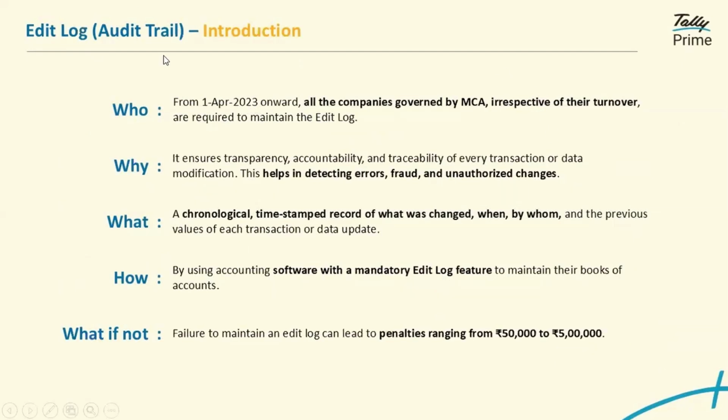Now, what is the penalty for non-compliance with the audit trail feature? What MCA is telling is that if you are not complying with the edit log feature, if your software does not have this edit log feature, then there can be a penalty of 50,000 to 5 lakh from MCA on those companies. Because MCA has told it very clearly that all companies compulsorily have to have this audit trail feature.